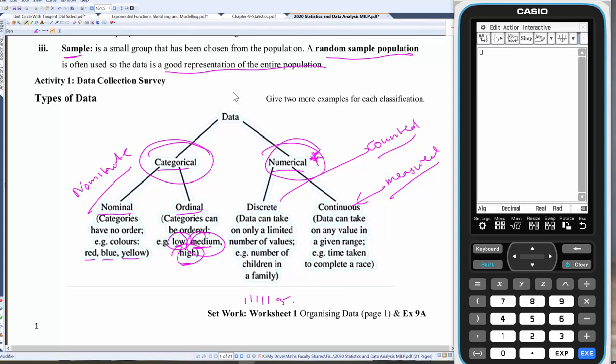Now, it's really important to be able to classify it, because once we classify it, that goes on to dictate how we actually can present the data, because there's certain graphs and charts and things like that that we can use on categorical data and certain things that we can use on numerical data.